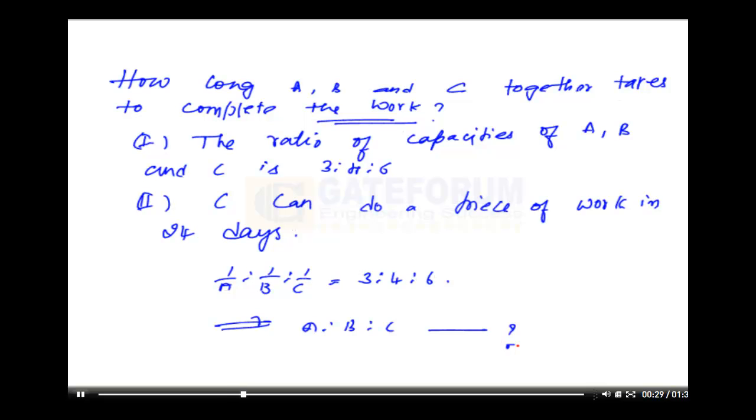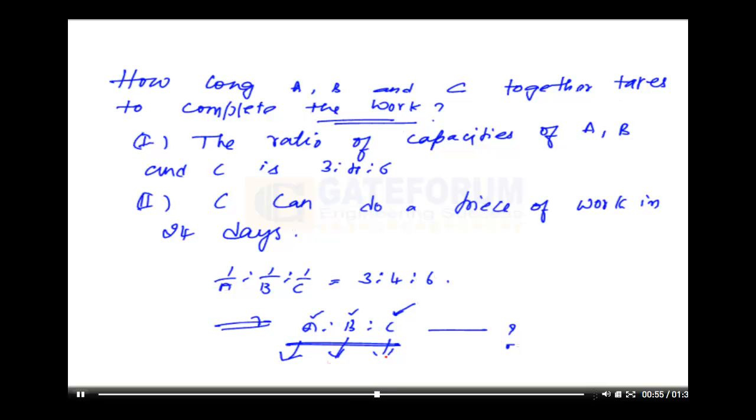Now we have the information of A is to B is to C, that is the ratio of the works of A, B and C. But we don't know in how many days A, B and C will complete a work. At least if we knew the work done by A or B or C, we could have answered this by statement 1. But we have no information. So we cannot answer this question by only statement 1.